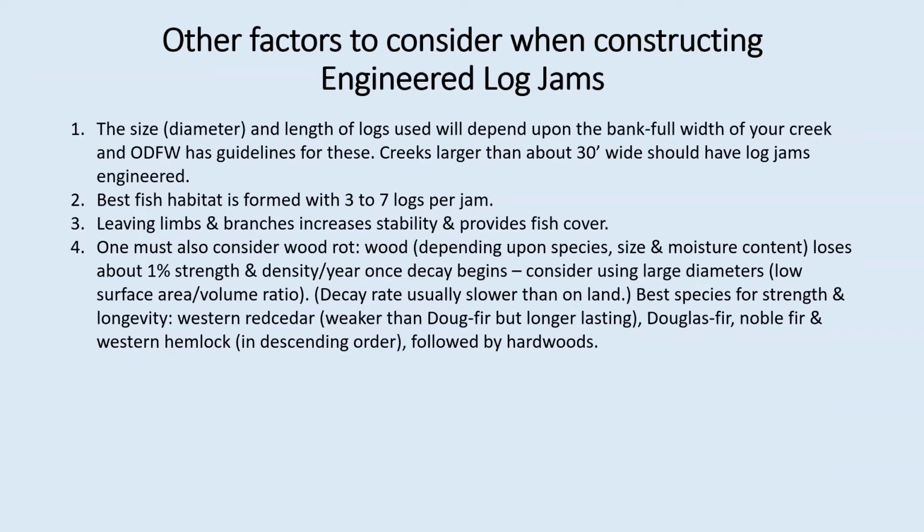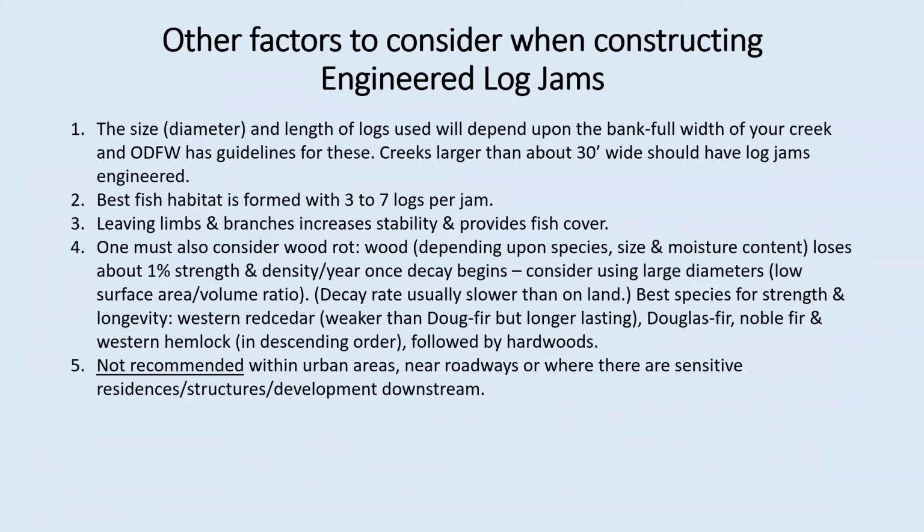So the best species for strength and longevity are Western red cedar, which is weaker than Douglas fir but longer lasting, then Douglas fir, then noble fir, then Western hemlock, followed by hardwoods like alder and bigleaf maple and that sort of thing. I wouldn't recommend this kind of work within urban areas or near roadways, or where there are sensitive structures, residences, or developments downstream, just kind of a common sense thing. Properly sized, sited, and designed large wood jams could last 50 to 100 years or more.